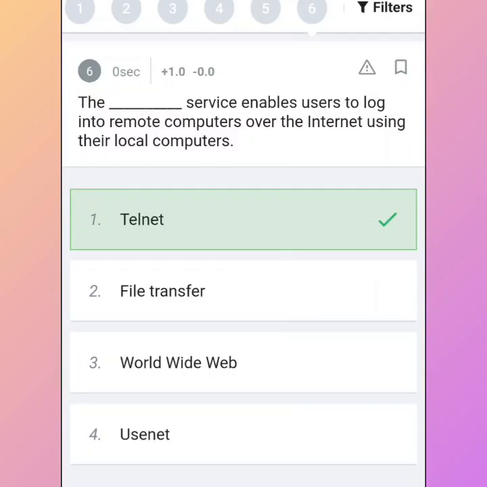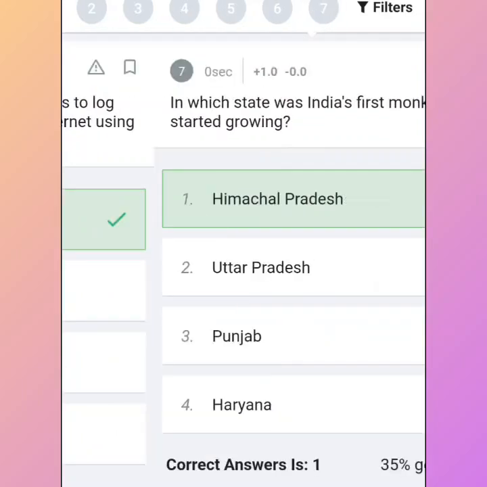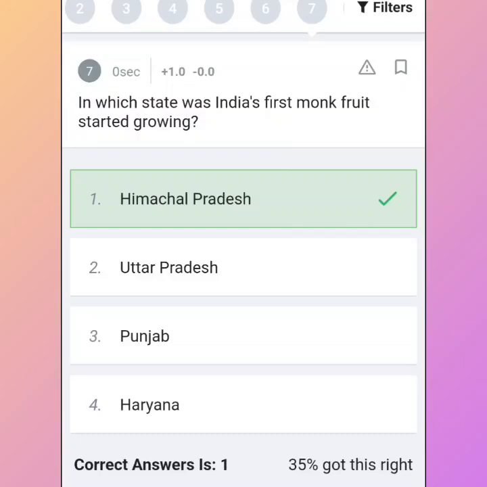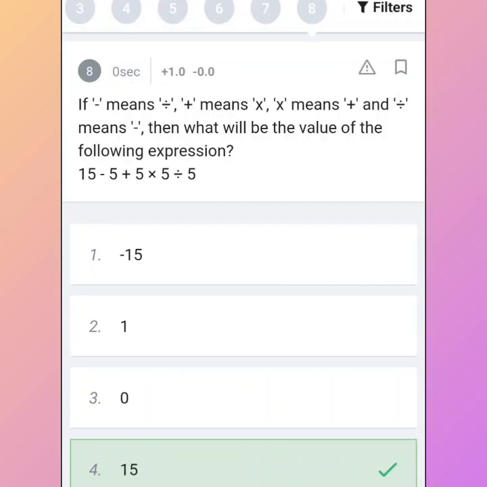The service enables a user to log into a remote computer over the internet using their local computer. Option first, Telnet. In which state was India's first monk fruit started growing? Himachal Pradesh.